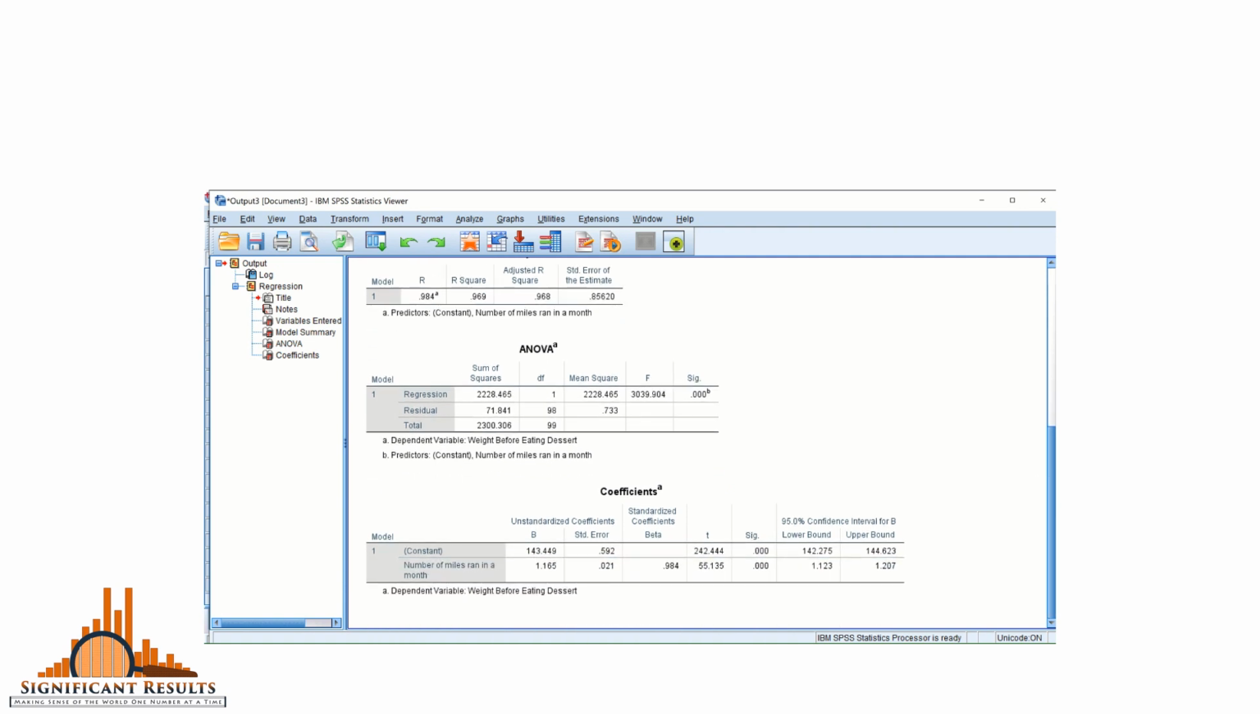Then you want to go to your coefficient table, and this gives you a very detailed explanation of how much change happens when there's an increase in the number of miles ran in a month. As I mentioned, there's a positive relationship. So as a person runs 1 mile, there's an increase in the dependent variable by 1.165. So for every mile run, there is a 1.165 increase in the weight before eating dessert.